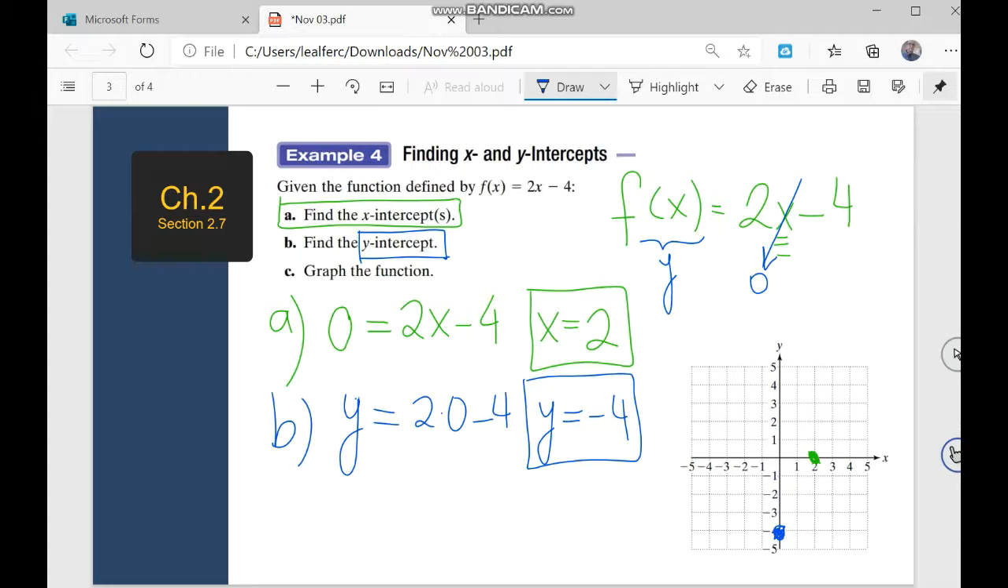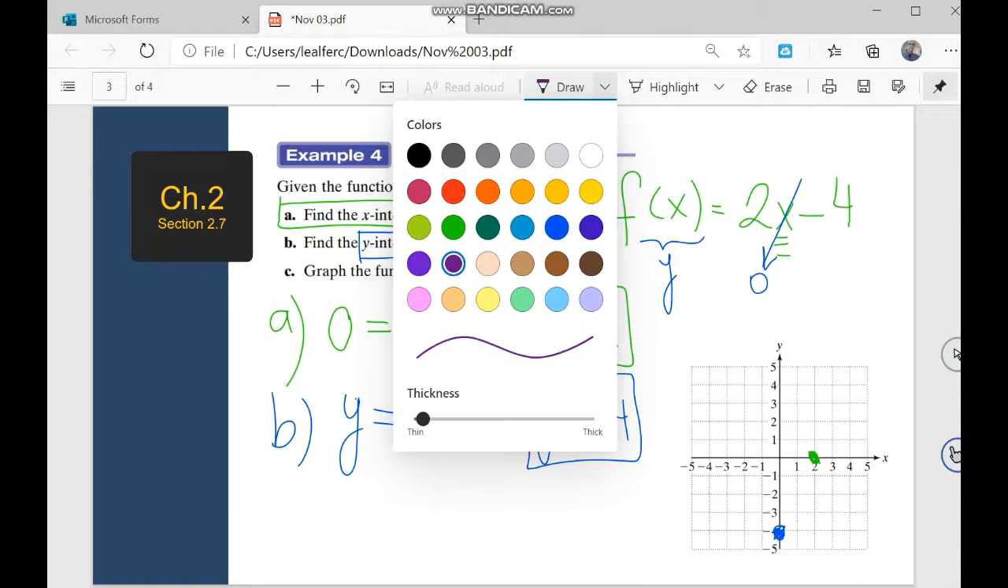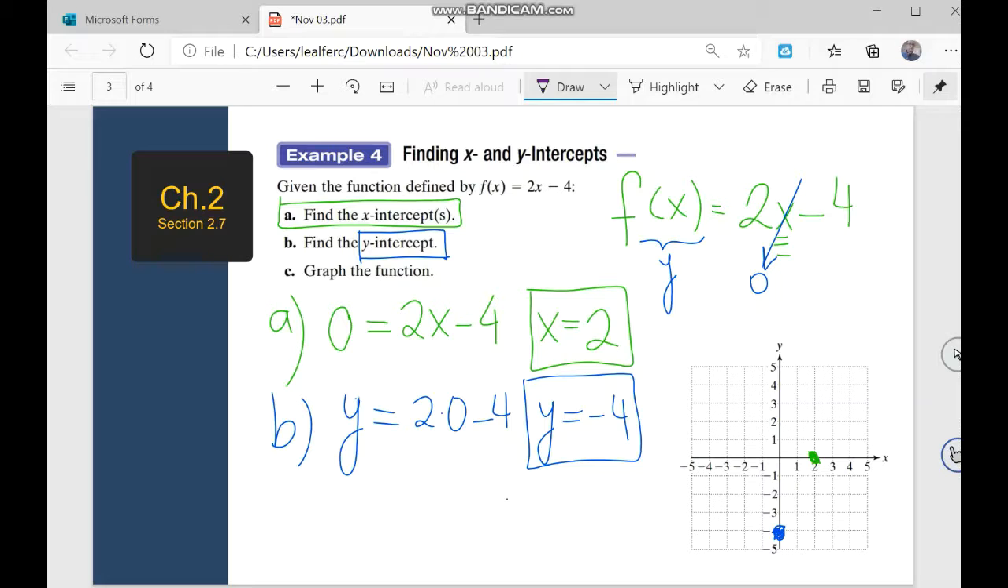Now, last step, graph the function. To graph the function, let's get a different color. You draw a line connecting the points, and this is going to be the graph of the function, the line. Since this one is a linear function, right, you can represent it by a line connecting both points that we just found, the x-intercept and the y-intercept.